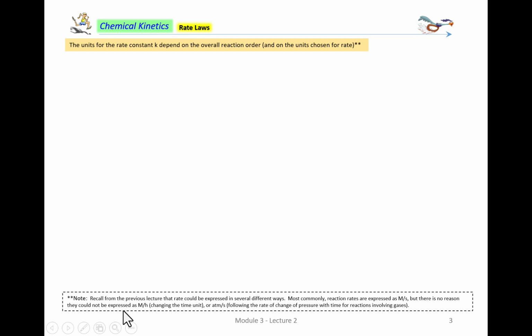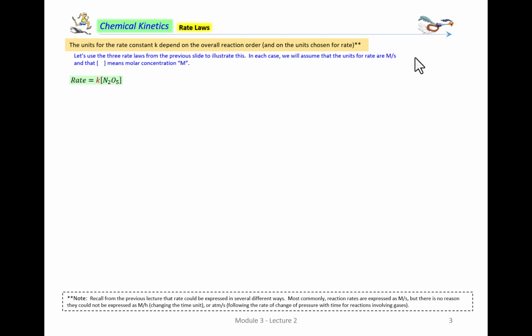For example, molar per hour. It's still a change in quantity over a change in time, or atmospheres per second if you were following a reaction involving gases. For this lecture, we will talk exclusively about rate in terms of molar per second. So let's use the 3 rate laws from the previous slide to illustrate how we might come up with the proper units for the rate constant.